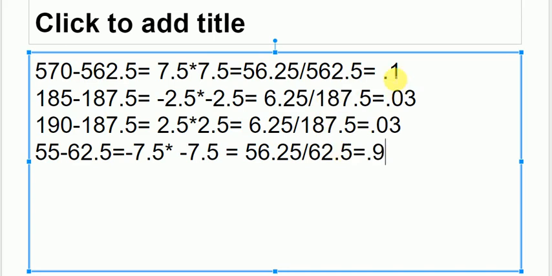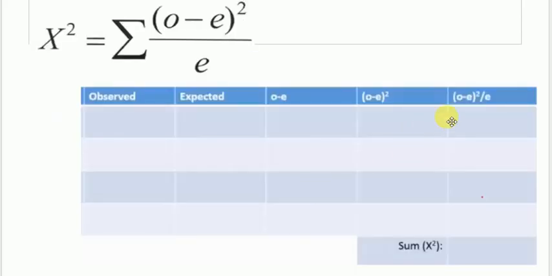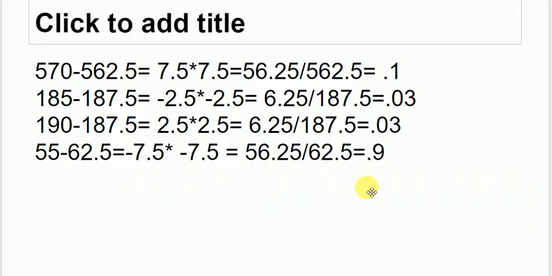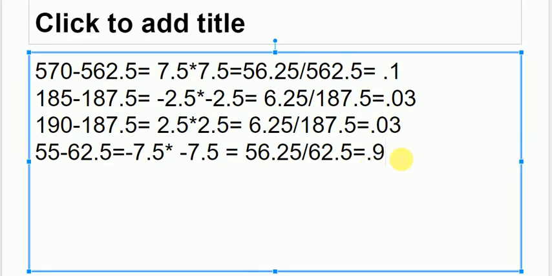Now the very last step here, if you're using this chart, is you're going to add up each number in this little column here. So I'm going to add 0.1, 0.03, 0.03, and 0.9 together, and that's going to give me my chi-square value. I don't really remember how to do the superscript on here, so I'm just going to use chi-square, and that equals 1.06 is what you should get if you rounded the way that I did.